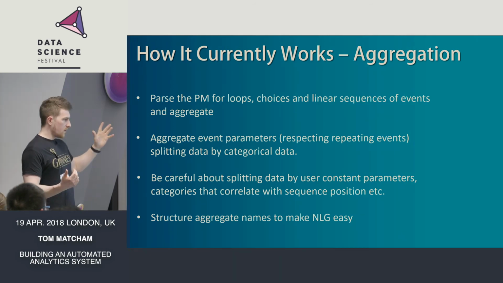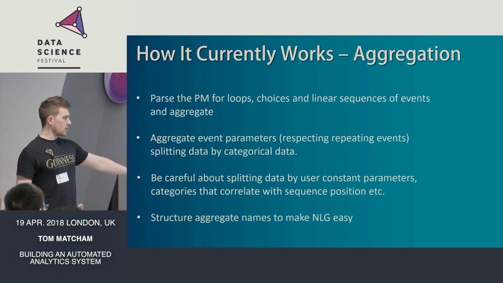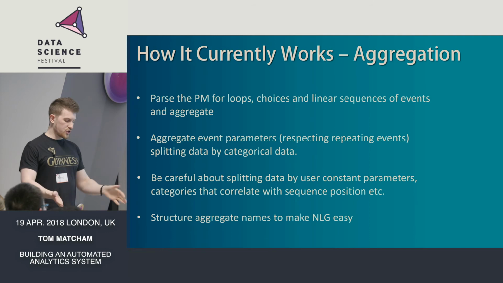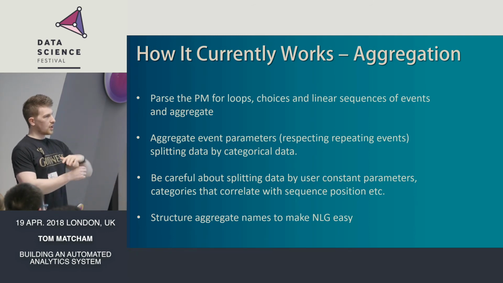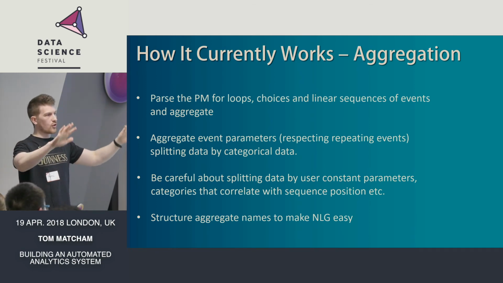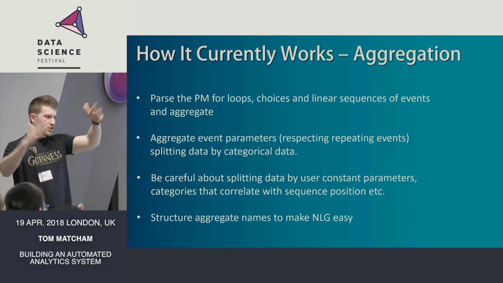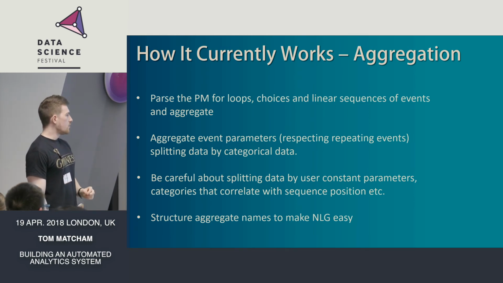Once you've got this, then you have a feature vector which represents your user's data. And if you structure the names of your aggregates, you can parse that structure and generate sentences. So in your decision tree, you haven't got nonsense, like a bunch of underscores with really abstract names.